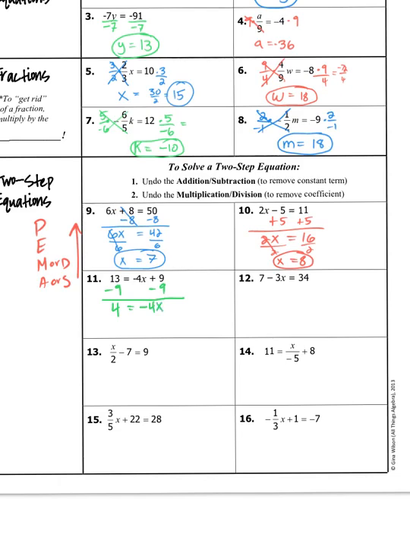How do I undo multiplication? I divide by negative 4, divide by negative 4, and then we get 4 divided by negative 4 is negative 1 equals x. So my x is negative 1.